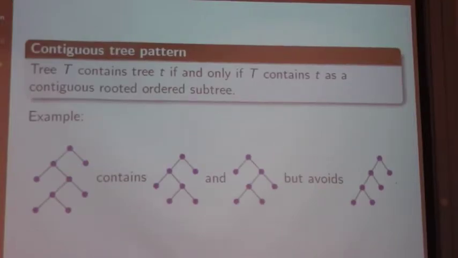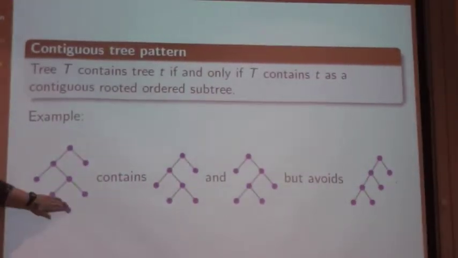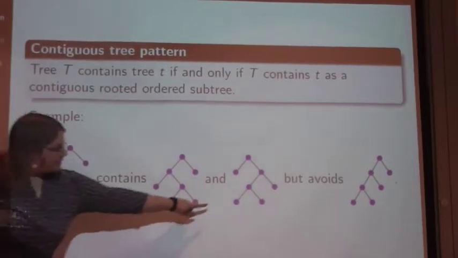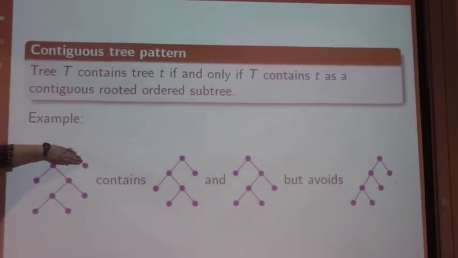This is what contiguous tree pattern means. Big T contains little t, if and only if it has little t as a contiguous, rooted, ordered subtree. So hopefully more clear with some examples. I have a 5-leaf tree over here. And we see it contains this 4-leaf tree. If I just cover up this much, there's the 4-leaf tree. We see it contains this one, because if I cover up this much, well, there's that 4-leaf tree.